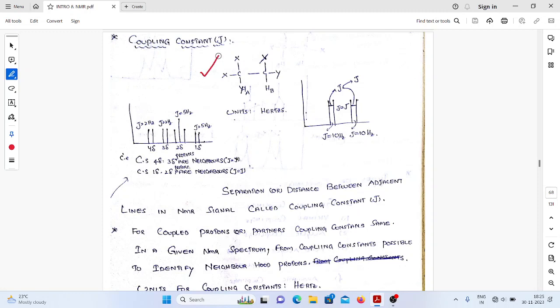So we have seen the hypothetical molecule. In the hypothetical molecule we have two non-equivalent sets of protons. These two non-equivalent sets of protons are neighboring in nature. That's why HA is influenced by the spin of HB and HB is influenced by the spin of HA. Thereby we will get two lines for HA and two lines for HB. This is one signal, this is another signal.